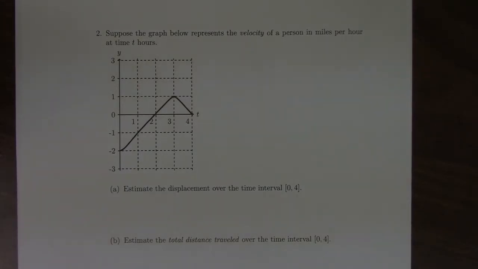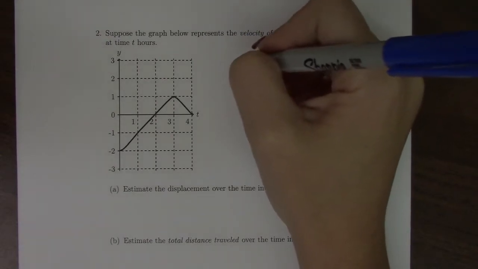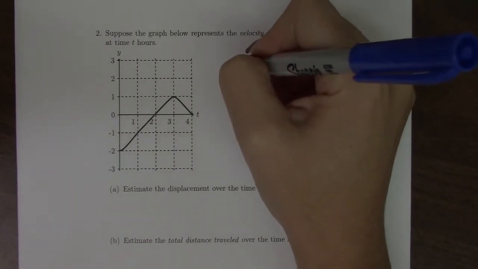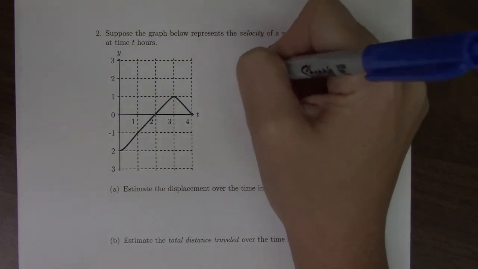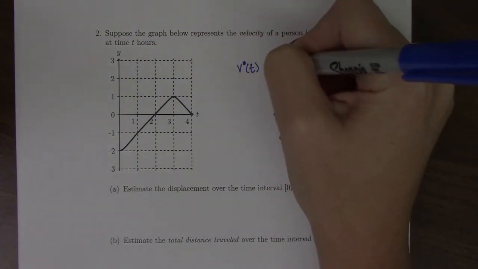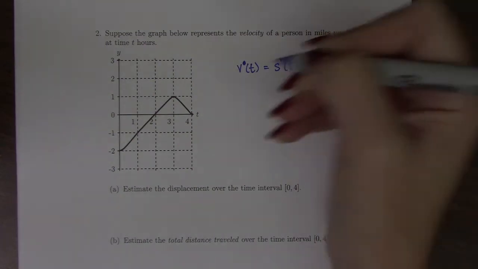Problem 2 gives us the graph of a velocity of a person in miles per hour at time t hours, and it says estimate the displacement over the time interval from 0 to 4. So what we've got going on here is, remember, if you're looking at velocity, velocity is the derivative of position.